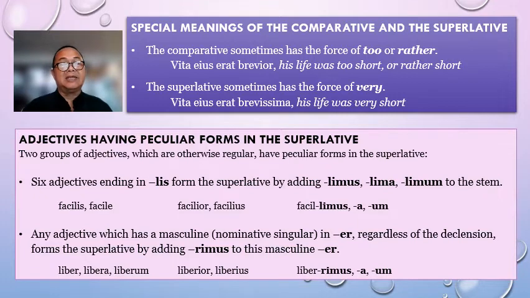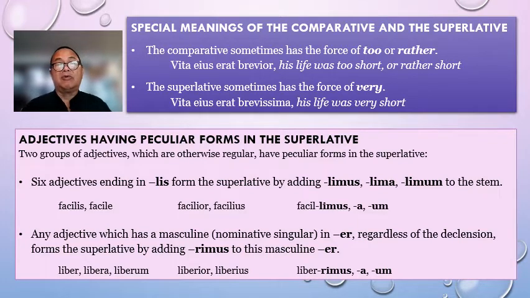There are 6 adjectives in Latin ending in lis. So I did not list those 6 here anymore for lack of space. So it is your responsibility to know which are those 6 adjectives ending in lis. You already have here 1. And those ending with lis, you form the superlative by adding limus, lima, limum to the stem. No longer isimus, isima, isimum.